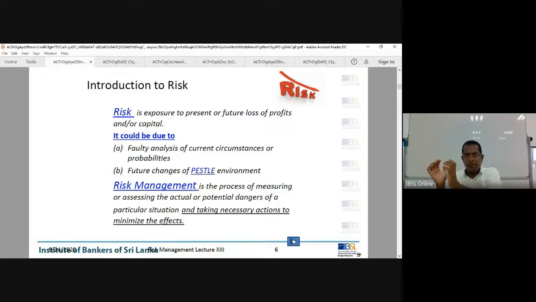Decide what we need to do, like give a moratorium, implement the moratorium, monitor the cash flows. If not, you go ahead and assess again. Assess, identify, implement, evaluate, and monitor. So it is a cycle. Right?